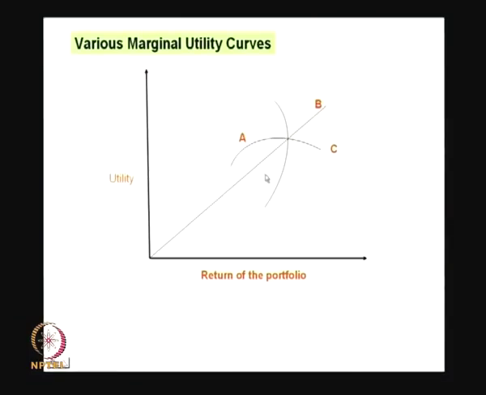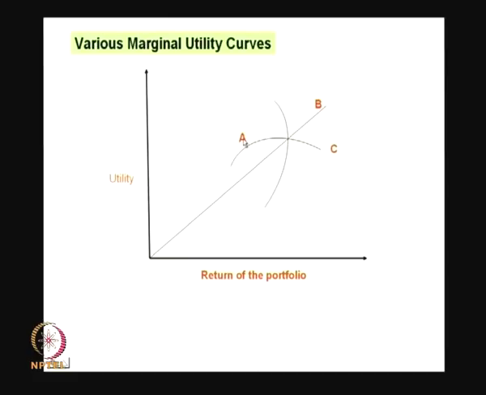So now, if you observe, there are 3 curves. One curve, B, is a straight line, and the other curves are A and C.